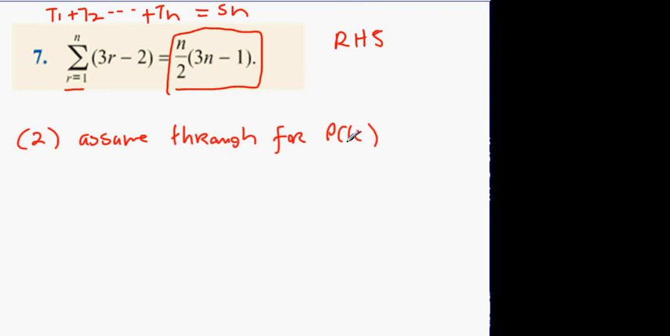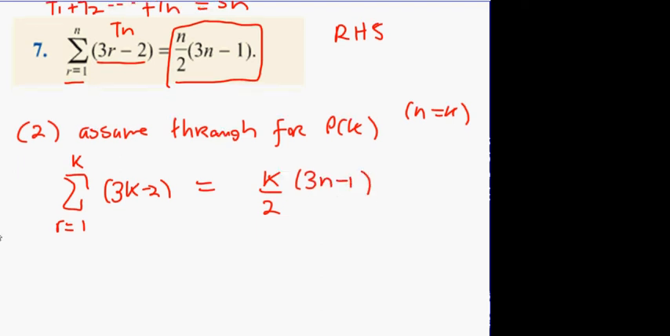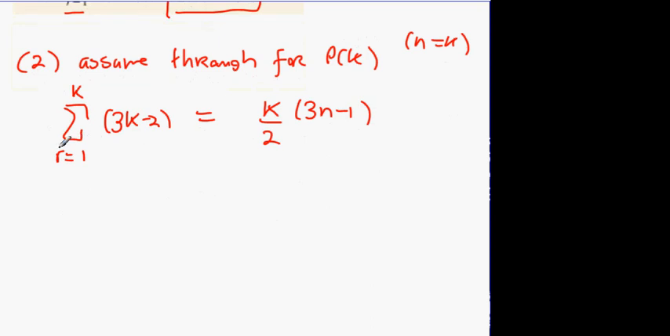Now when we assume true for P of k, we're going to replace n with k. It basically means n equals k. So we're going to end up with k, r equals 1, 3k minus 2 equals k minus 2. And then, remember this is the Tn formula, and then it's going to be 3n minus 1. Now remember, this here is the sum of k terms. It means t1 plus t2 plus t3 plus dot dot dot all the way up to tk. That's what that means.